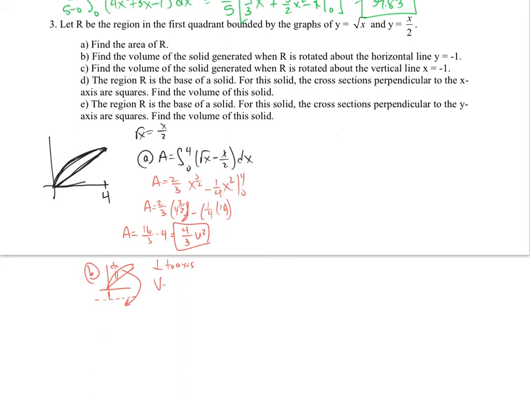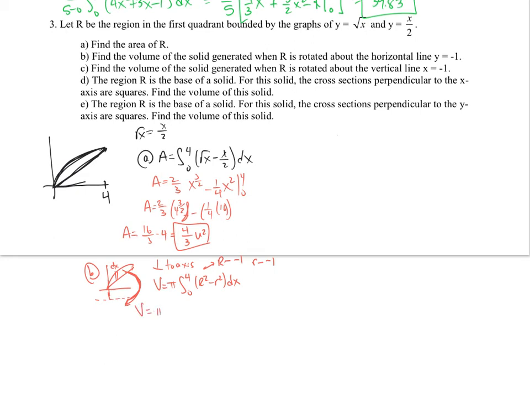So the volume is going to be pi times the integral from 0 to 4 of big R squared minus little r squared dx. Now, in this case, we need our big R to be the square root of x minus -1, and our little r to be x over 2 minus -1, because since it's below, we're going to say big R, little r, minus the line of rotation. So that's why I set that up like that.